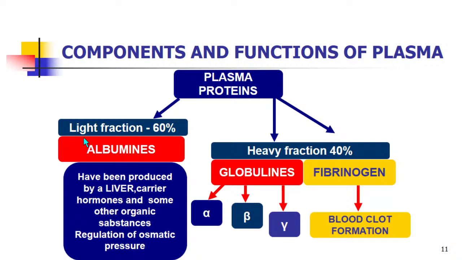So plasma proteins can be divided into some fractions. This is a light fraction, 60% albumins. Albumins, a light fraction of proteins, are produced by the liver and carry hormones and some other organic substances, but the main function of these proteins is regulation of osmotic pressure. Heavy fraction, 40%.